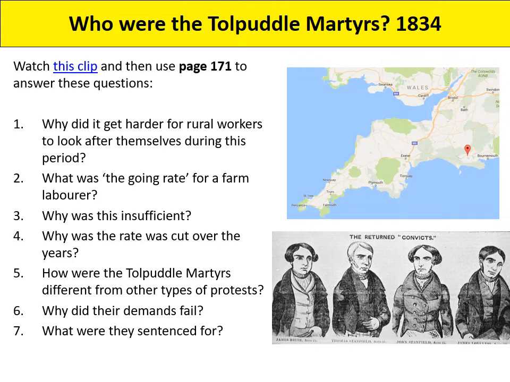So enclosure was a process that was happening. It happened since Elizabethan times, but with the agricultural revolution it became much, much more popular. So enclosure in the 1800s had really kind of covered most of the country. Question 2, what was the going rate for a farm labourer?